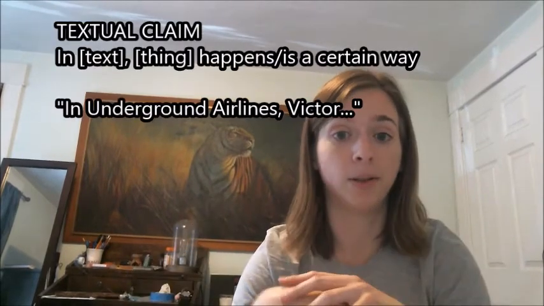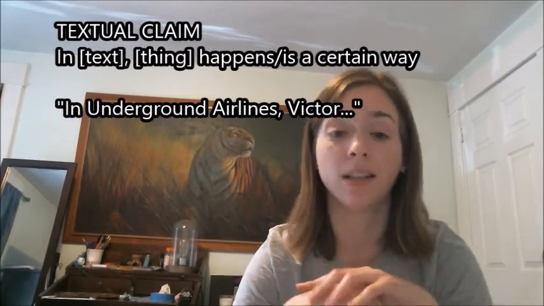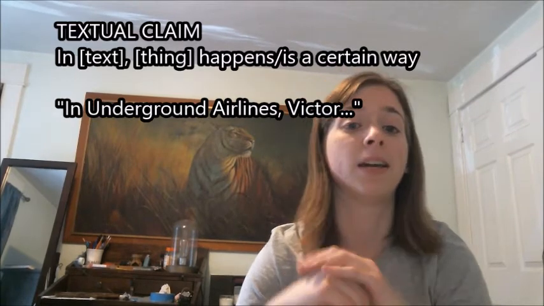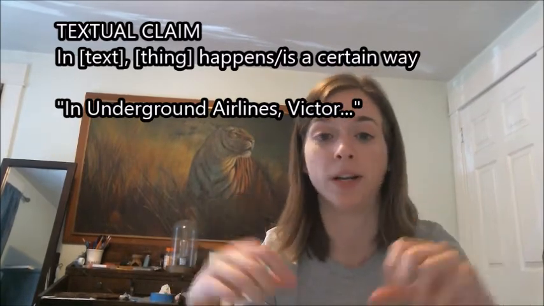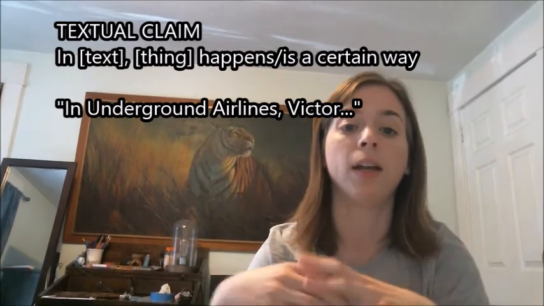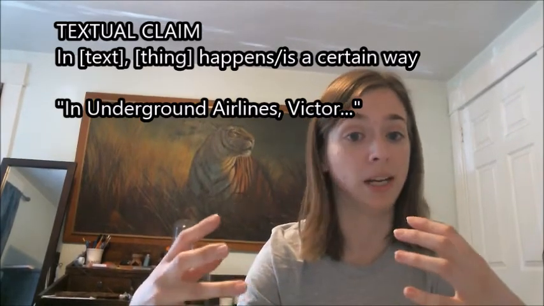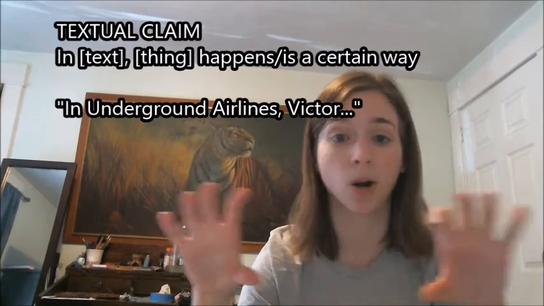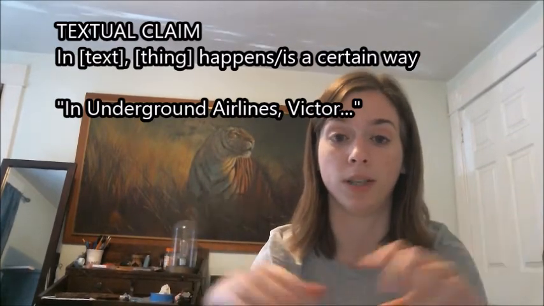So, there is no formula or perfect way to do a thesis, but I can give you something to think about. So you will start with a textual claim. You will say, in the novel Underground Airlines, X happens, or the character Victor is this way, and you will make a claim about your reading of that text. So start with the actual text and what you see.